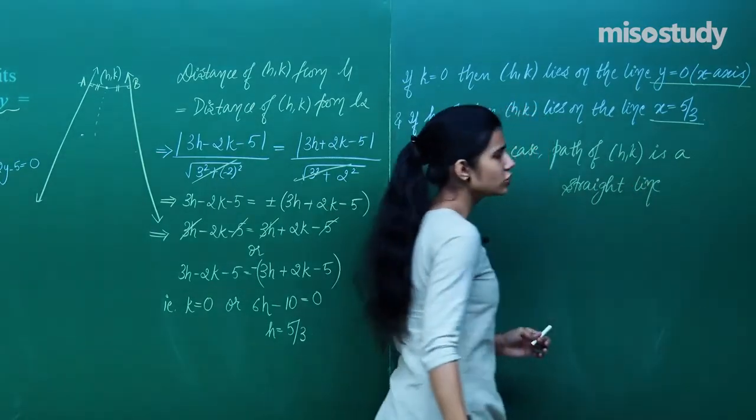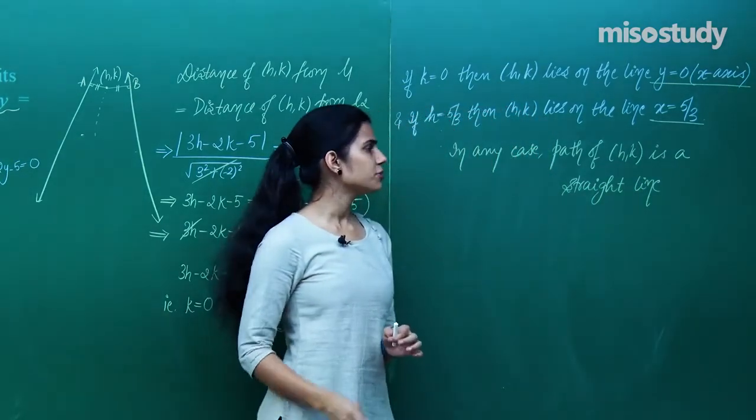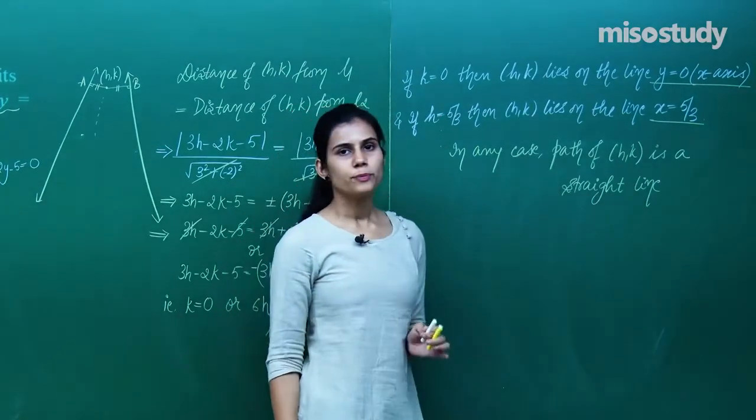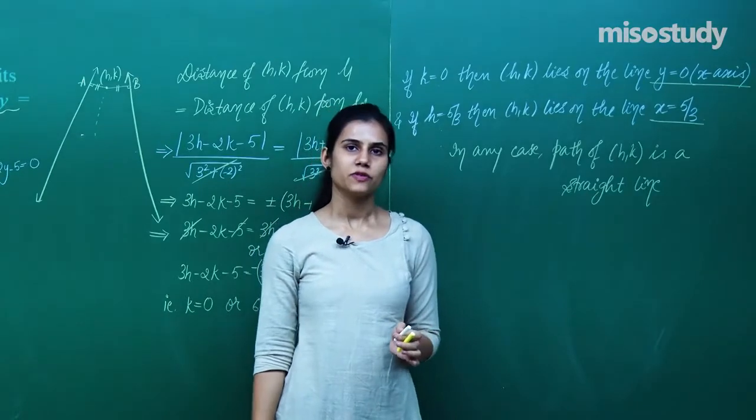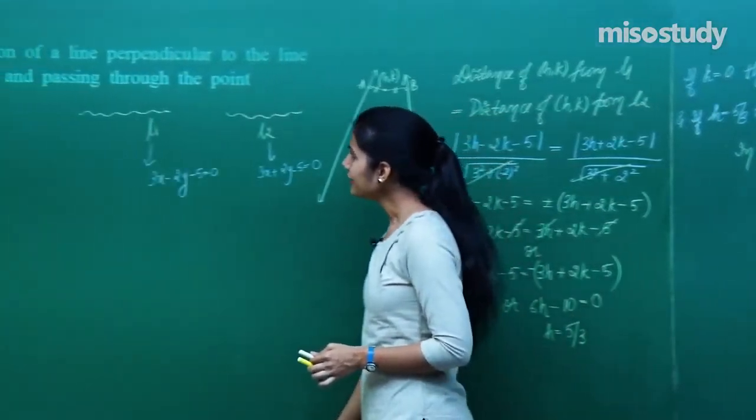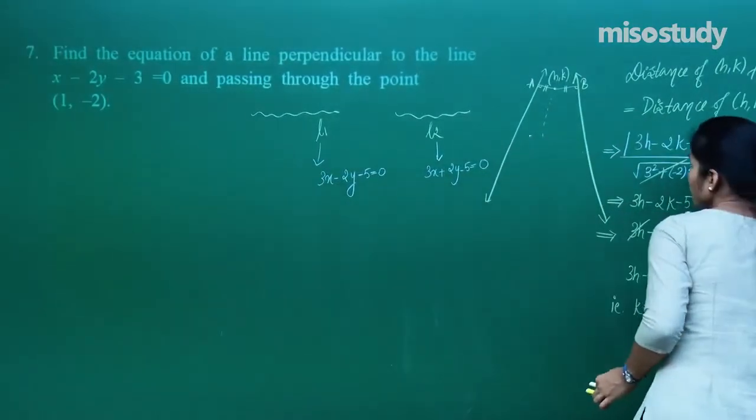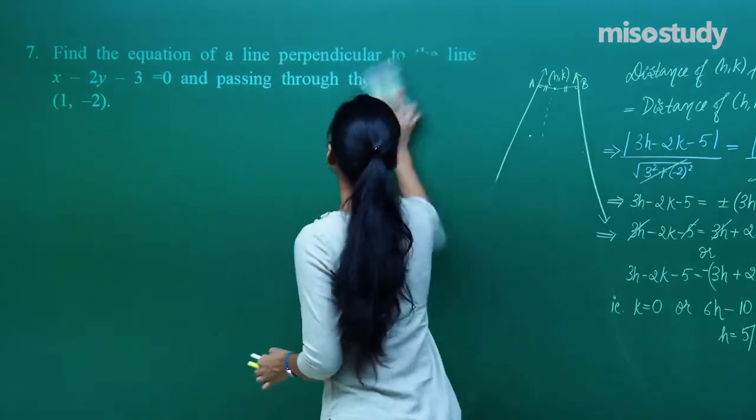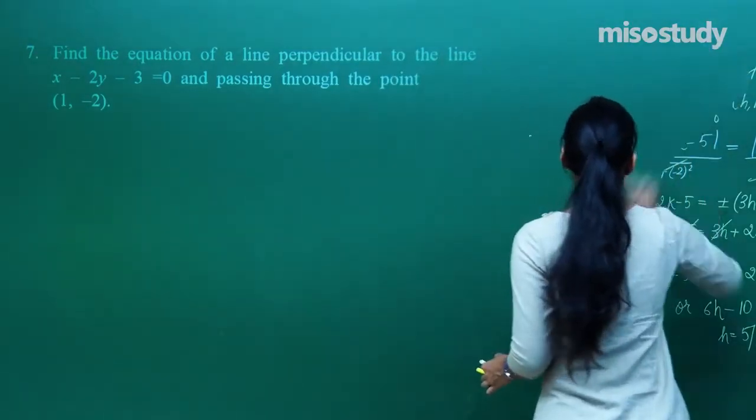Either the straight line is going to be the x-axis, or the straight line is going to be the line parallel to the y-axis, perpendicular to the x-axis, passing through the point 5 by 3, given by x equals 5 by 3. Next we have, find the equation of the line which is perpendicular to the line x minus 2y minus 3 equals 0 and passing through the point (1, minus 2).